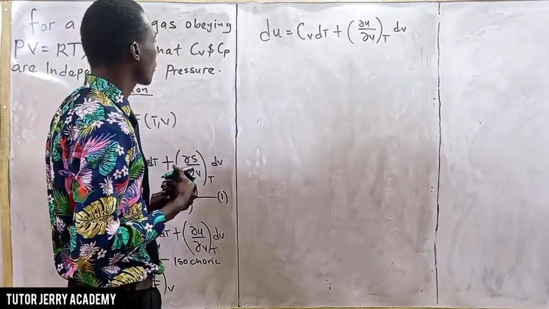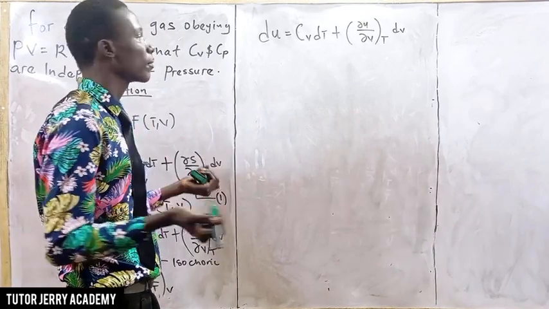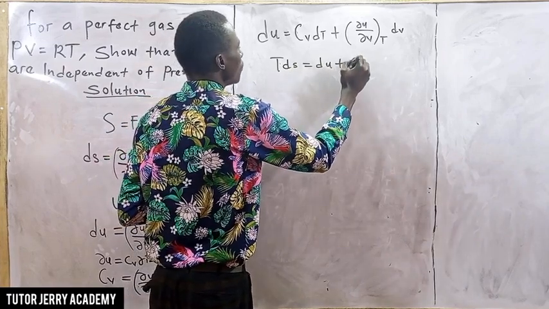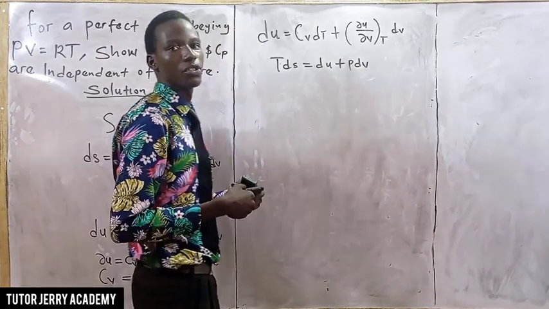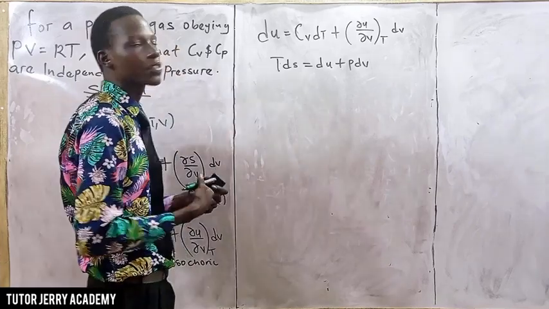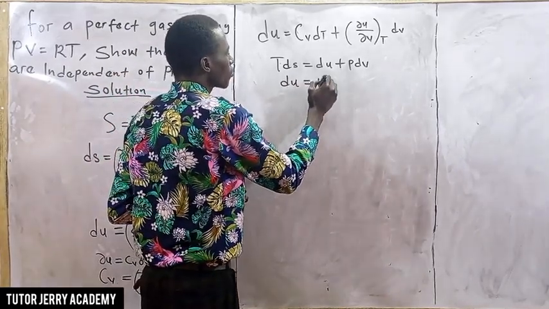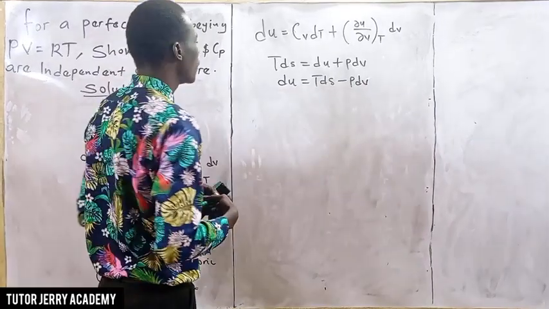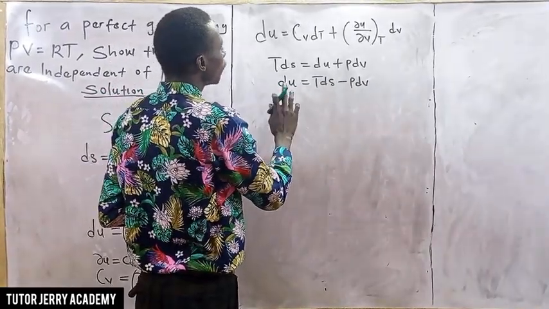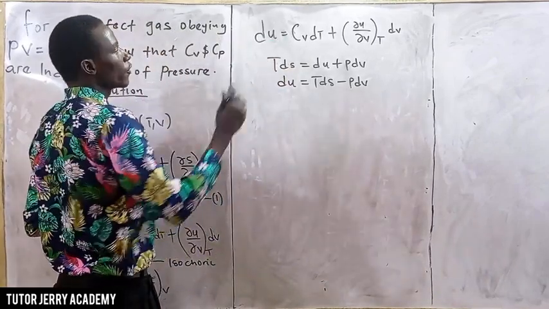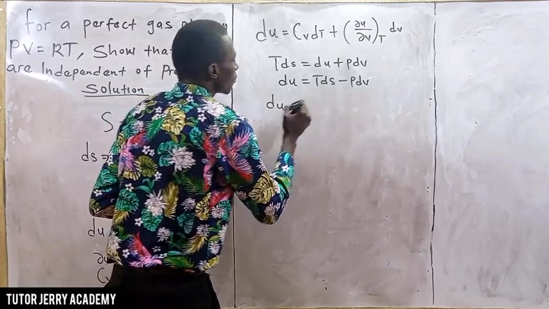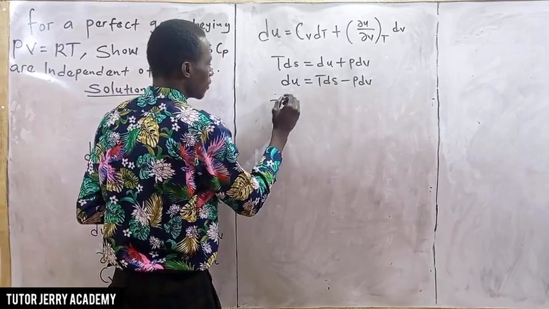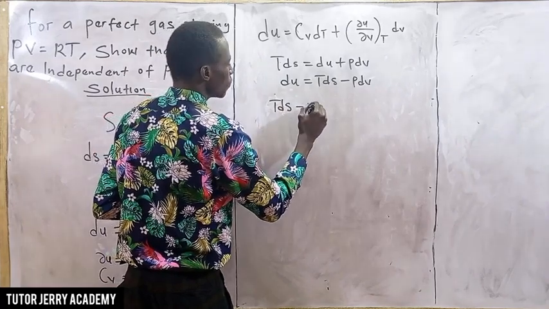We know from our thermodynamic relations, from the first and second laws of thermodynamics, that TdS is equal to dU plus P dV. If we make dU the subject of this relation, dU will be equal to TdS minus P dV. So we can substitute this value of dU into the equation. If we do that, dU will be equal to TdS minus P dV.